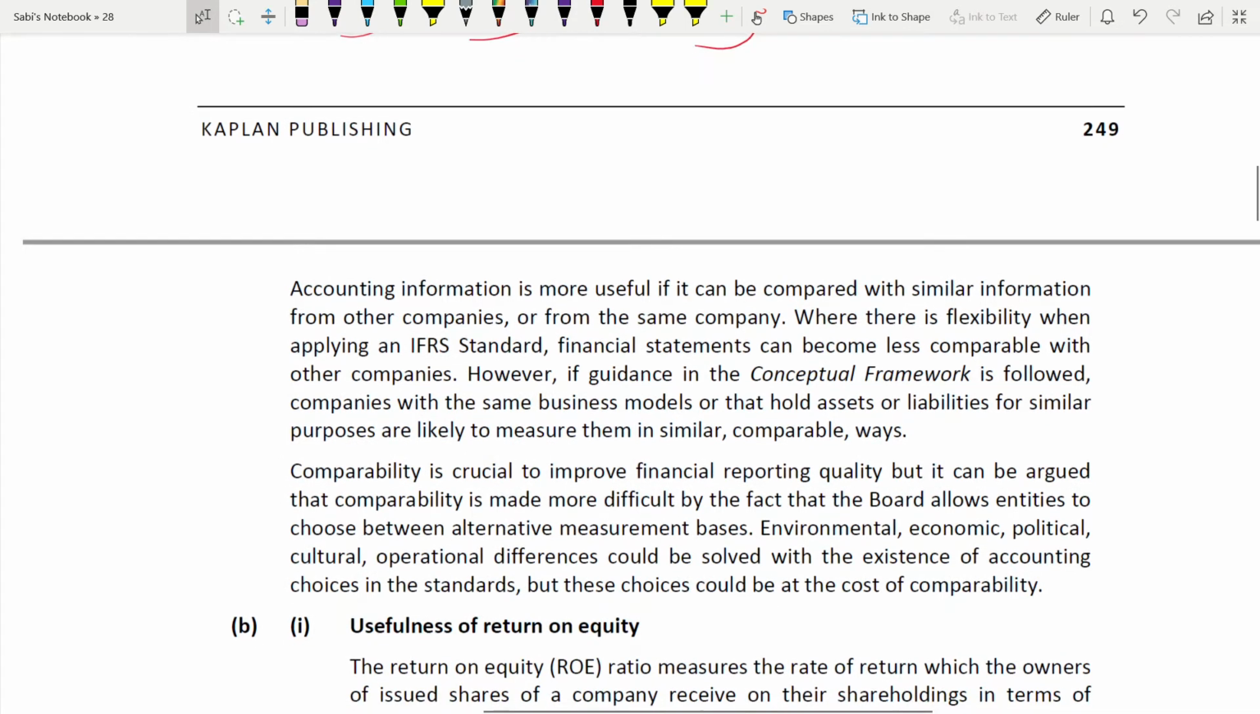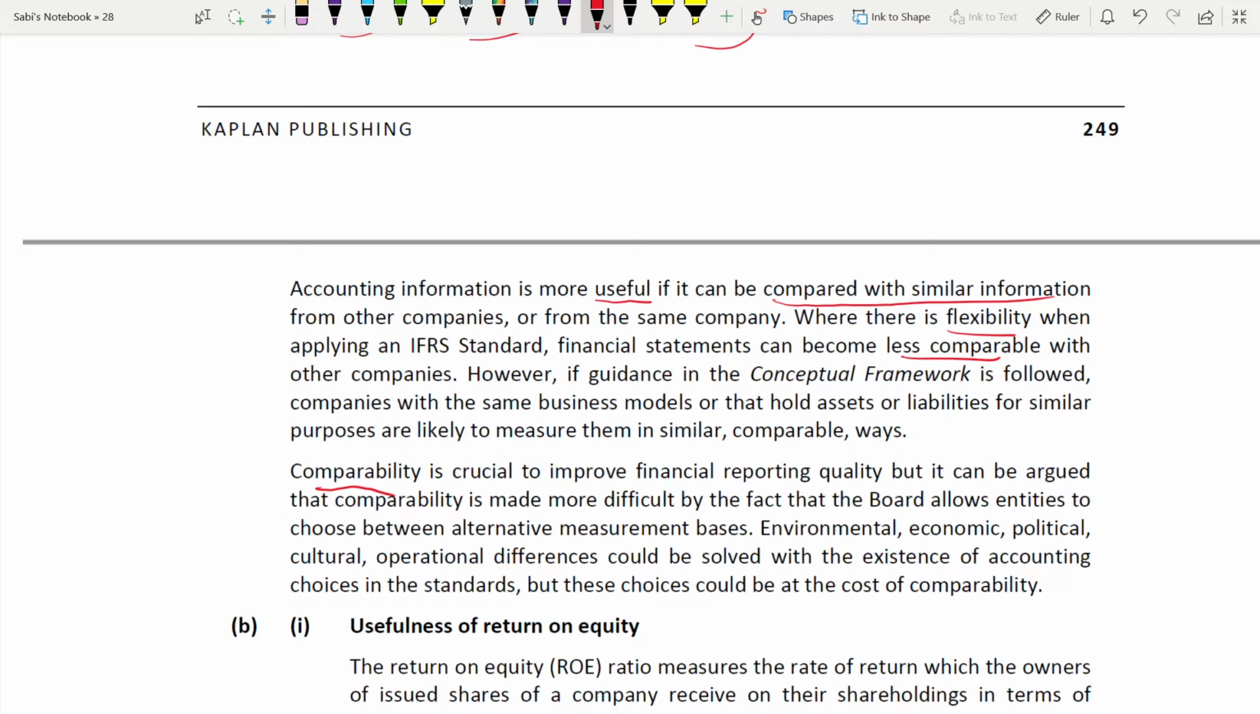So here, accounting information is more useful. That means they are talking about faithful representation here, and this is for comparability, the second paragraph. Okay, so they are dealing with it in two separate paragraphs. Accounting information is more useful if it can be compared with similar information from other companies or from the same company. Then only that information is useful. Where there's a flexibility, that means they have a choice when applying an IFRS standard, financial statements can become less comparable with other companies.